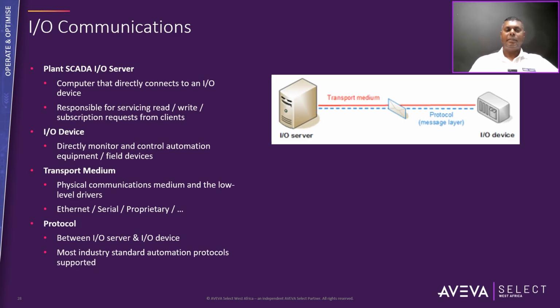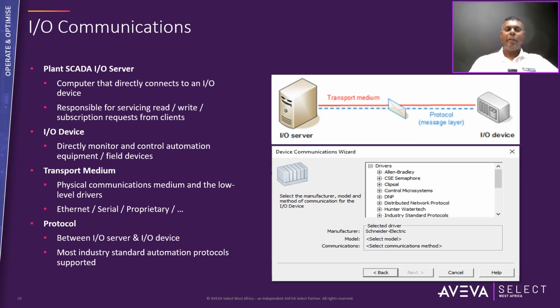I/O devices. Plant SCADA can communicate with any control or monitoring I/O device that has a communication port or data exchange interface, including PLCs, programmable logic controllers, loop controllers, barcode readers, scientific analyzers, remote terminal units, and distributed control systems. In a Plant SCADA system, I/O device communications typically consists of four key parts. The Plant SCADA I/O server.